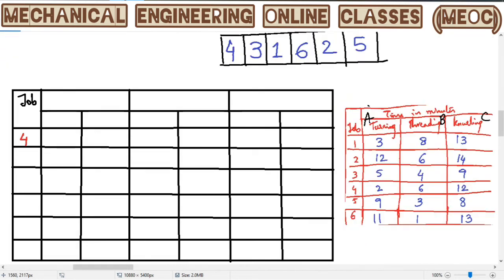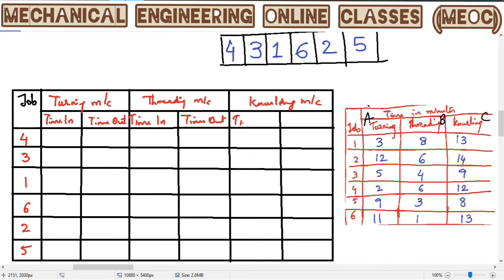Let us write the jobs. So this is the order in which jobs are going to different machines. What are the different machines? First they will go to the turning machine. So we will write the time in and time out for each job. Then they will go to the threading machine. Here also we will write the time in and time out. Finally they will go for the knurling operation on the knurling machine. Then we will write down the time in and time out from the given table.